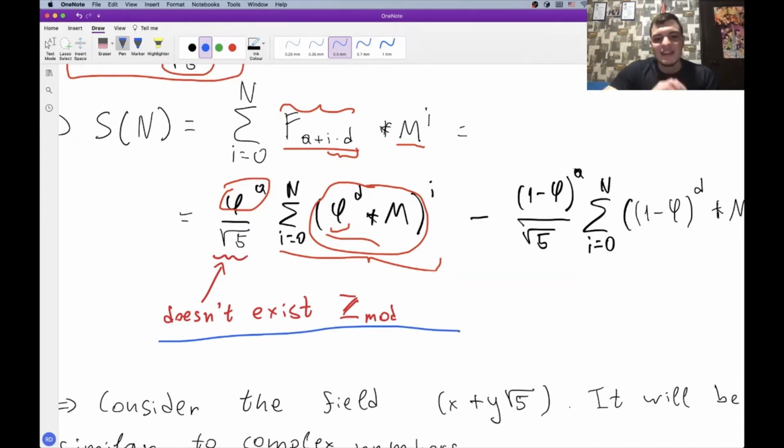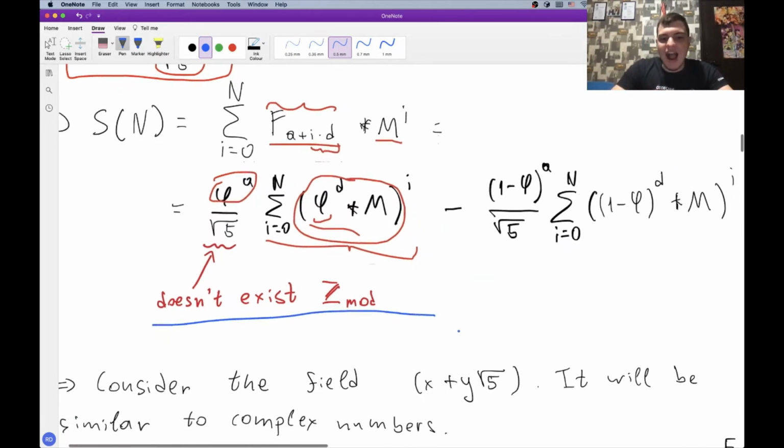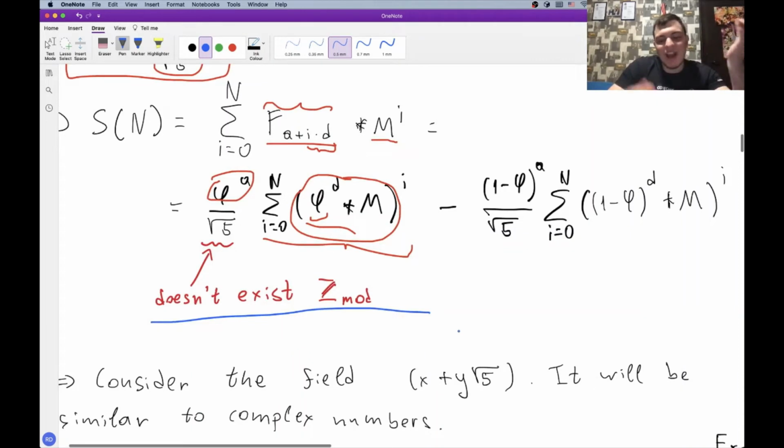However, here again we have the problem that square root of 5 doesn't exist in Z modulo M. We don't really have the square root of 5. But here there is a pretty cool trick. It's common in some of the problems, and if you haven't seen it before, I guess it's kind of hard to come up with it.